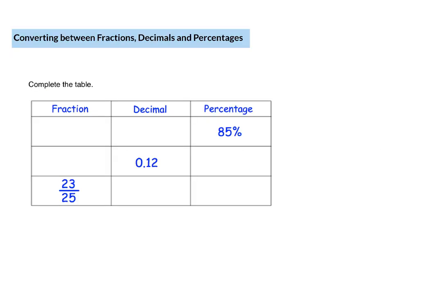Now converting between fractions, decimals and percentages. So if you remember the little wheel, you have fractions, decimals, percentages. We can turn fractions into decimals by doing the top divided by the bottom of the fraction.